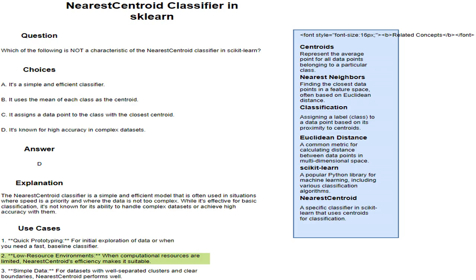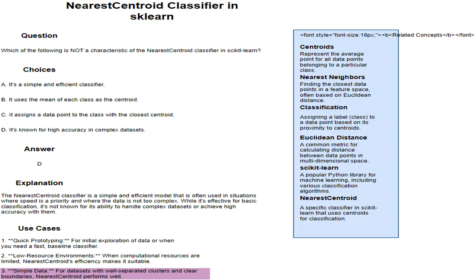2. Low resource environments: when computational resources are limited, nearest centroid's efficiency makes it suitable. You are working on a mobile application where computational resources are limited. Nearest centroid can be a good choice because of its low computational cost.